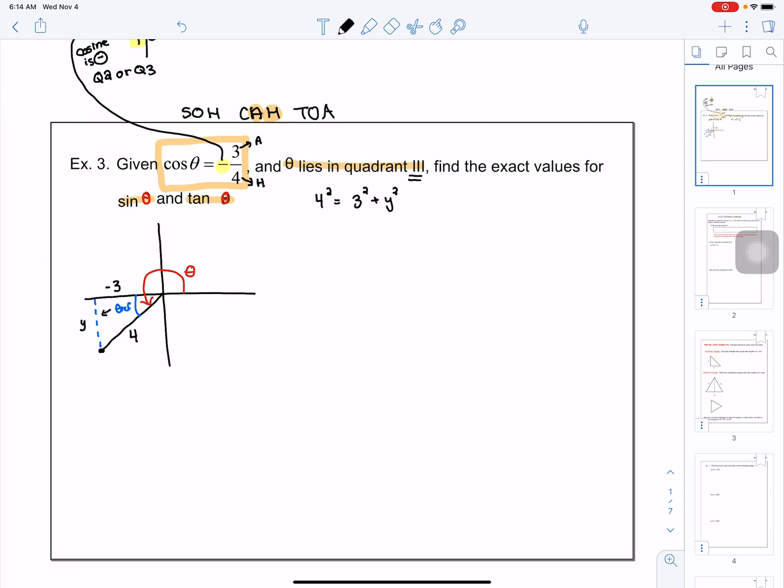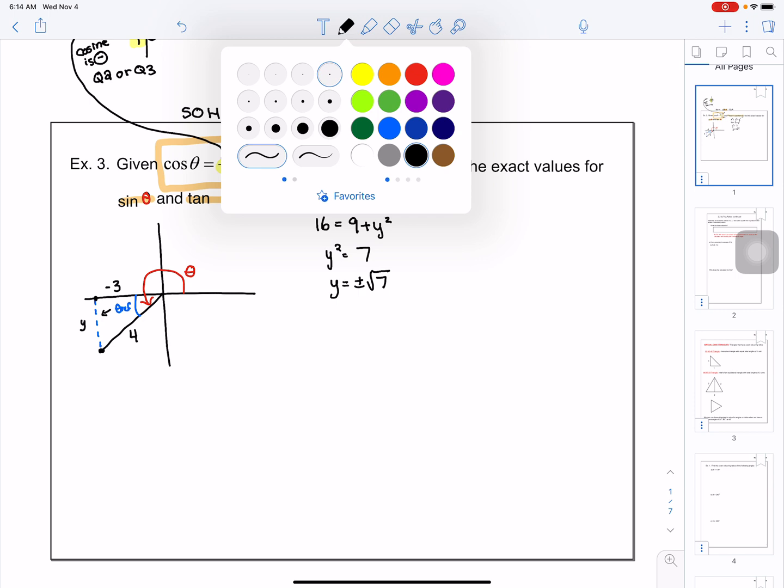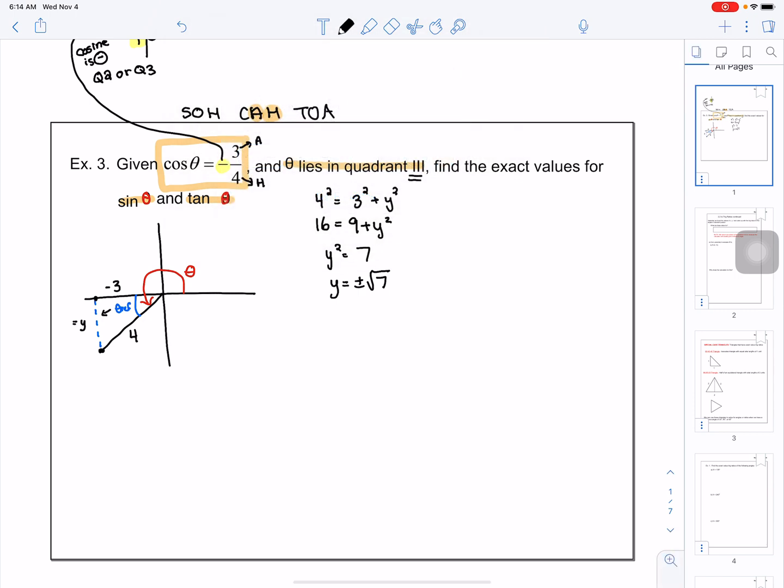So when I square these values for Pythagorean theorem, I would just put a 3 squared. 16 is equal to 9 plus y squared. So y squared would equal 16 minus 9, which is 7. So y equals plus or minus root 7. Now from here, we could look at the fact that y lies in quadrant 3, and we can say, okay, well, the y coordinates are negative, or we could say that the value of this y would be positive root 7, and then put a negative sign because it's attached to the fact that it's in quadrant 3. So we could write negative root 7. Some of you have liked doing that.